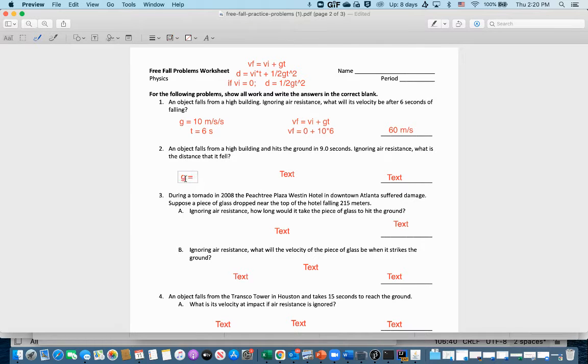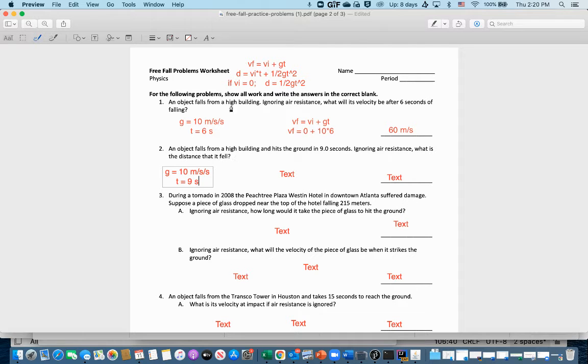So again, write down what we know. We always know that g is equal to 10 meters per second per second. Now it gives us that time is equal to 9 seconds. What is the distance that it fell? Well, before I had g and t and I found the final velocity, but now I have g and t and I want to know the distance. So I'm going to use this equation right here.